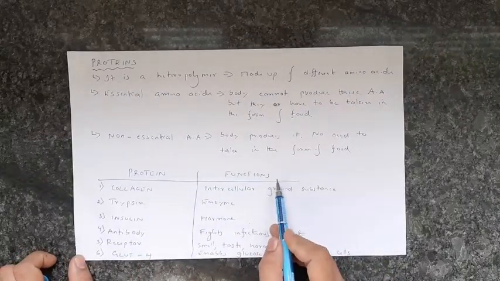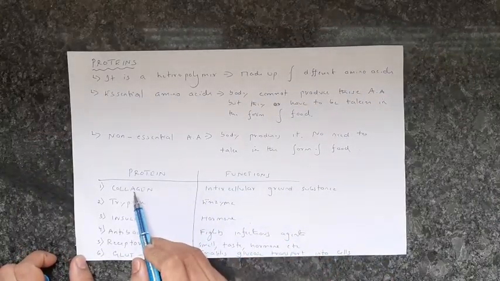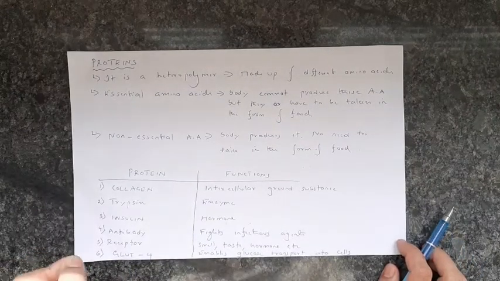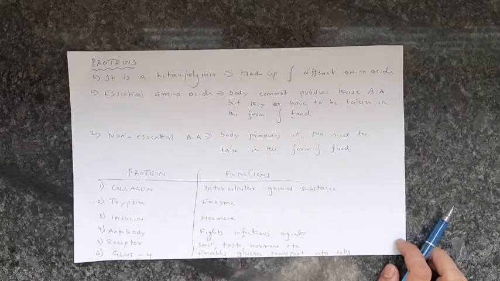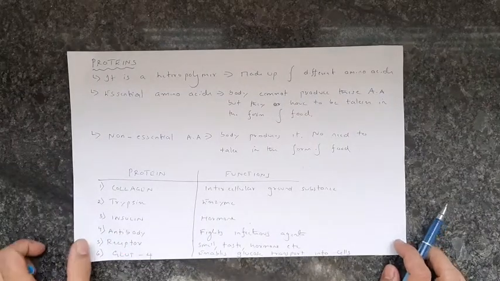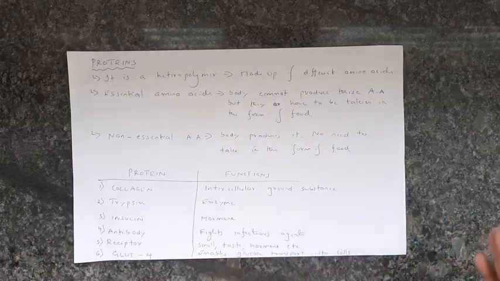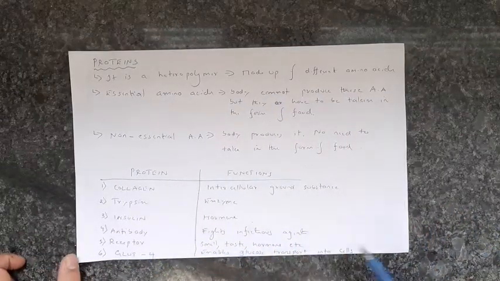Some examples, this is very important, normally asked in match the following. Proteins and functions, very important, don't forget. Collagen: we know that it is the intercellular ground substance, and this protein is abundant in living organisms. Your body mainly contains collagen. Okay, so it is the intercellular ground substance that gives a proper structure to human beings or any animal.